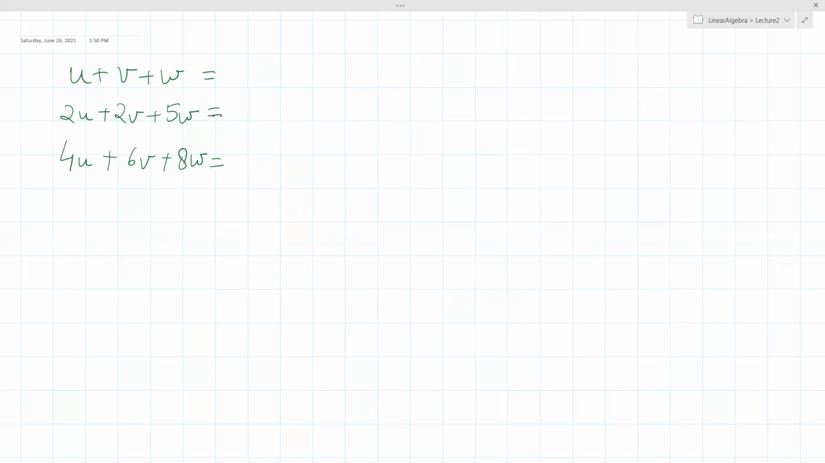Let us say that this is equal to A, B, and C. Or let us forget whatever it is. Let us say the equations are solvable. They are non-singular. So this is an example of a non-singular set of equations.